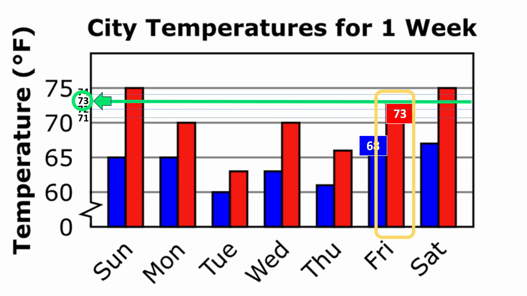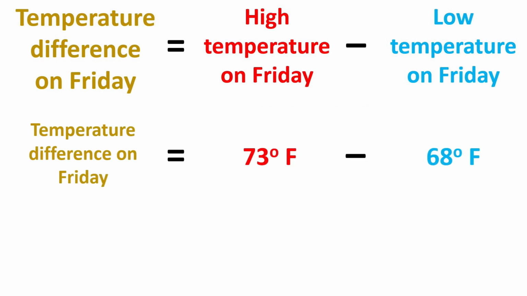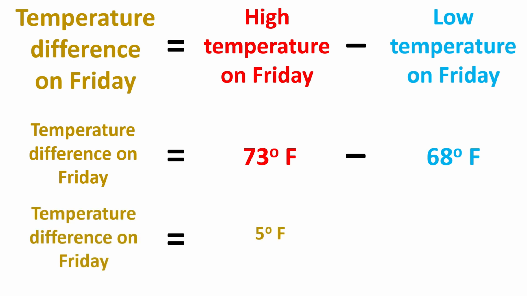We'll write that here. Now we're ready to put our numbers into the equation, so we can calculate the difference between the high and low temperatures on Friday. The high temperature is 73. The low temperature is 68. 73 minus 68 equals 5. So the difference between the high and low temperature is 5 degrees.